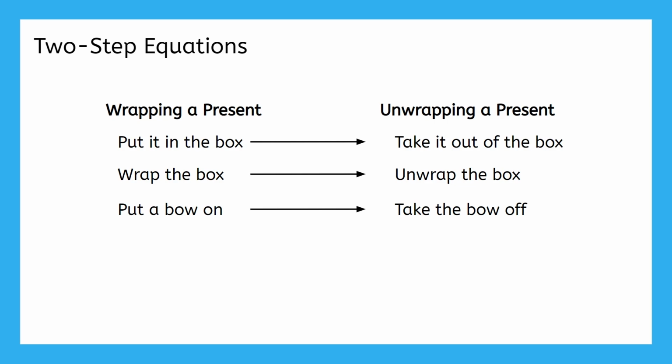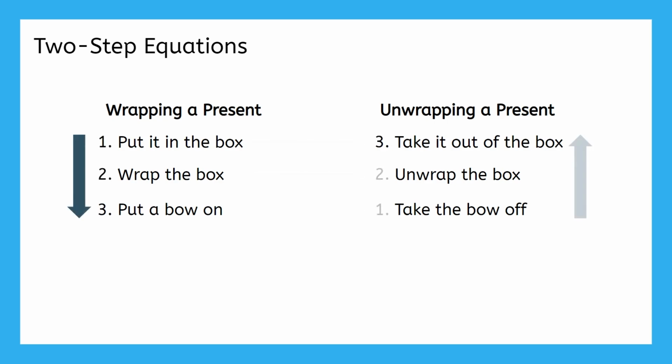You'd have to unwrap it in the reverse order from how I wrapped it. So take the bow off first so you can get to the paper, then unwrap the paper, and then finally, when you can get to the actual box, you could take the present out.